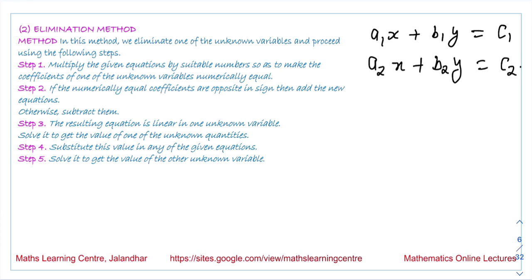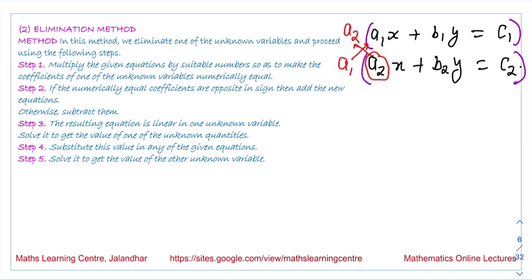We say we multiply these equations with some suitable numbers. How are we going to multiply these equations? Suppose the most suitable number that we always have, we multiply this first equation with a2. This a2 I am talking about. We are multiplying this equation with a2, and we are multiplying this equation with a1. It is not necessary that we always need to multiply like this, but this will always work.